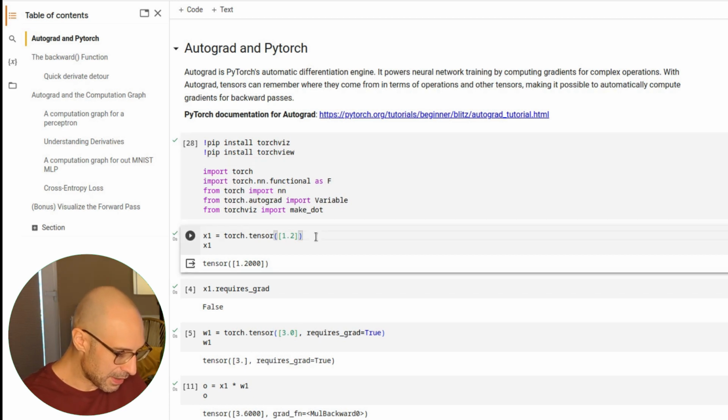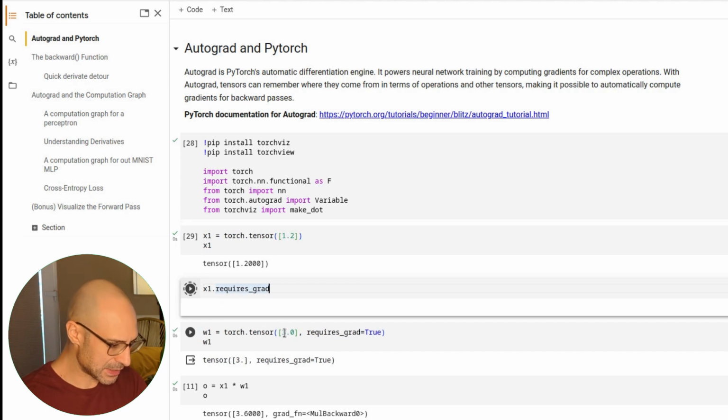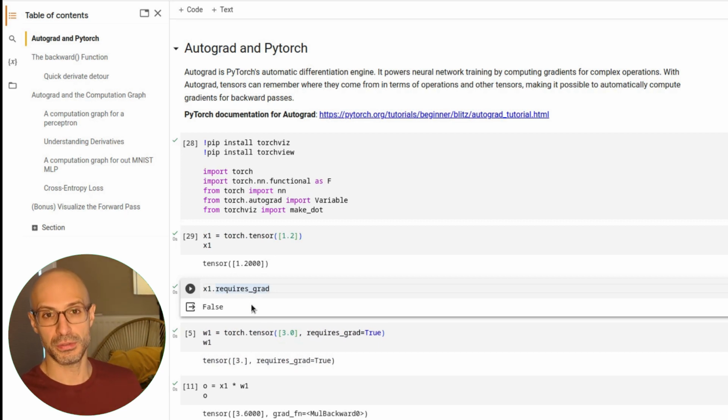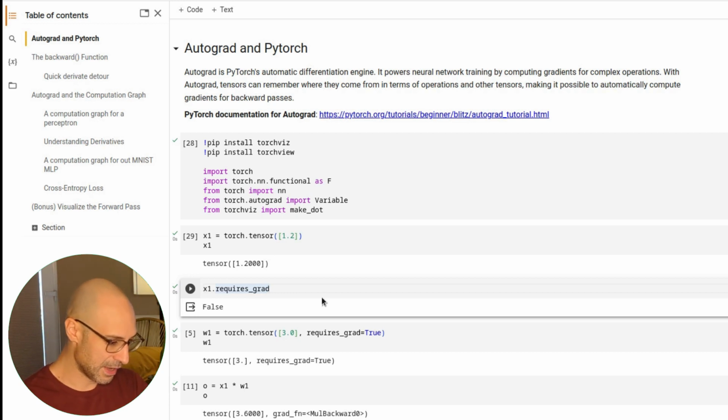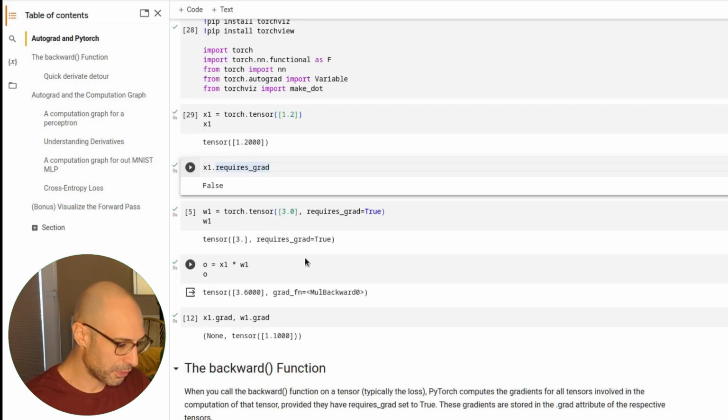So I'm going to start by instantiating a tensor, which I am going to call x1, and I'm giving it a value of 1.2. And now we're going to take a look at this particular property of a tensor called requires_grad. This is what PyTorch uses to tell the automatic differentiation framework whether or not we want to calculate a derivative for that particular parameter during backpropagation. We'll see this in practice in a second. But as you can see, by default, this is set to false.